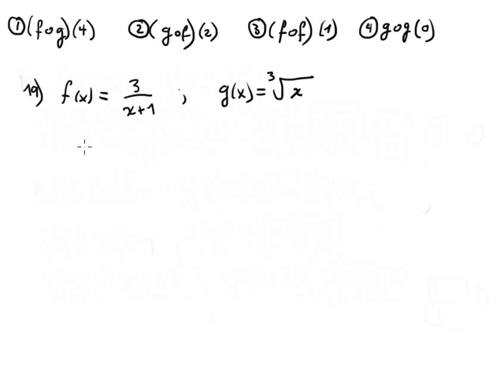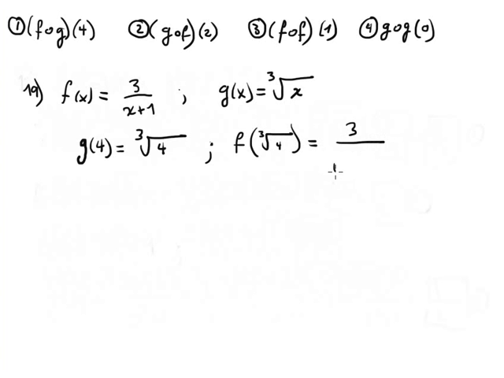Let's solve the first part. G evaluated at 4 is the cubic root of 4. This has no more simplification. Now, f evaluated at the cubic root of 4 is 3 over the cubic root of 4 plus 1. And you leave it at that. This is the answer for number 1.